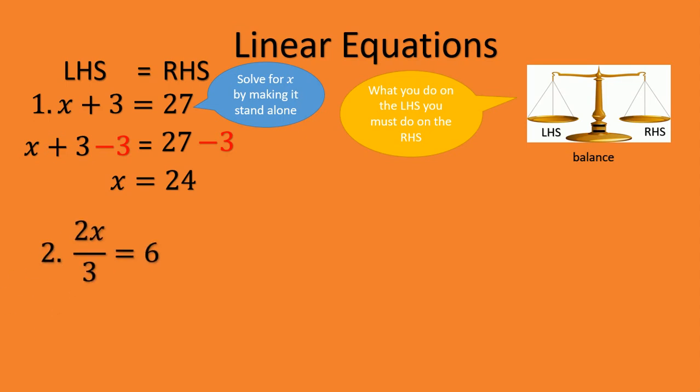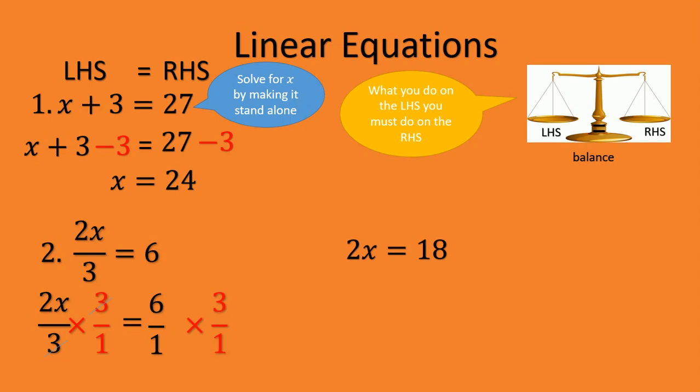In my next problem, I've got a fraction, 2x over 3 minus 6. So the problem here, to get x to stand alone, is there's a denominator 3 we have to get rid of. If we want to get rid of that 3, which is dividing, we must multiply by 3, because 3 and 3 will cancel out. But again, the golden rule: if I multiply by 3 on the left hand side, I must multiply by 3 over 1 on the right hand side. So by doing that, 3 and 3 will cancel, we are left with 2x, and 3 times 6 on the right hand side will give me 18.